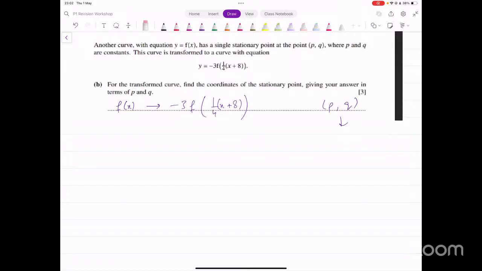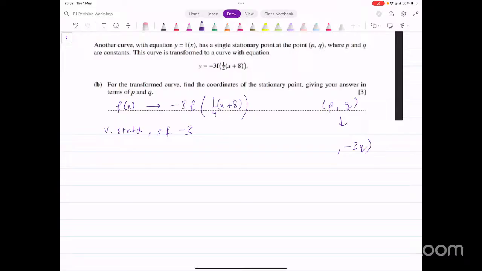Minus 3 outside, that's a vertical stretch. This is just for your own thinking. Scale factor minus 3. What does that mean? The y coordinate here is going to get multiplied by minus 3. So for P, Q, the y coordinate Q is going to become minus 3Q. That's what we get for the y coordinate at the end.